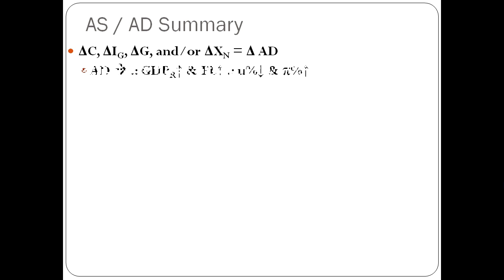All right, let's do an ADAS summary here. So if we have a change in consumption, gross private investment, government spending, or exports, that is going to change aggregate demand. When aggregate demand shifts to the right, that implies that real GDP goes up, price level goes up, which implies that the unemployment rate is going to fall and the inflation rate is going to go up. When aggregate demand shifts to the left, that implies that real GDP is going to fall and price level is going to fall, which is going to imply that the unemployment rate is going to go up and the inflation rate is going to go down.